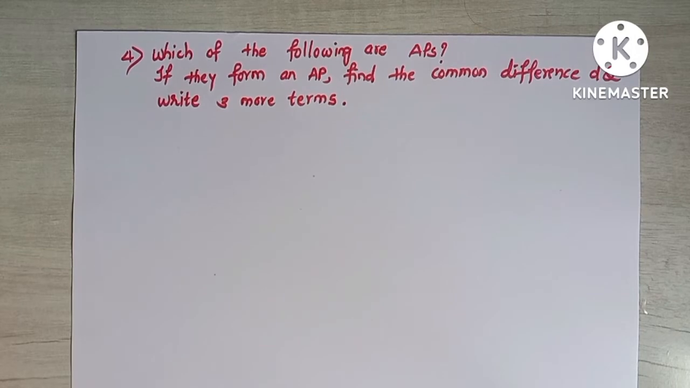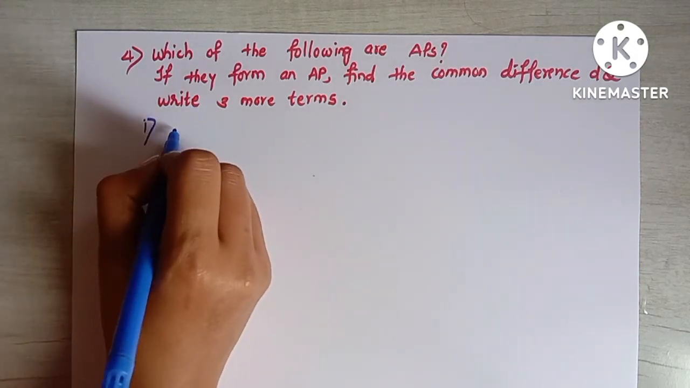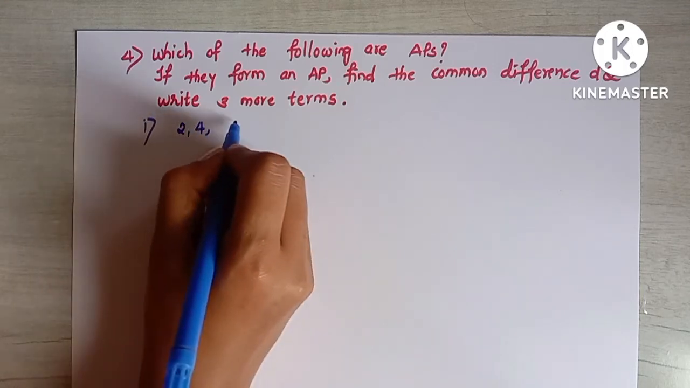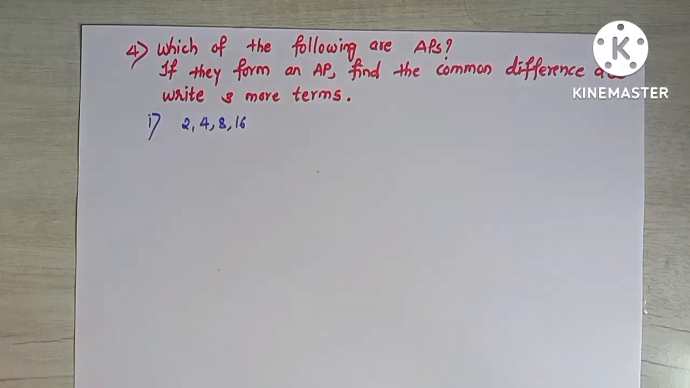Students, let us see the fourth question, that is, which of the following are APs? If they form an AP, find the common difference D and write 3 more terms. So the first question is 2, 4, 8, 16. We have to find whether this series forms an AP. If it forms an AP, then we have to find the value of D and the next 3 more terms.